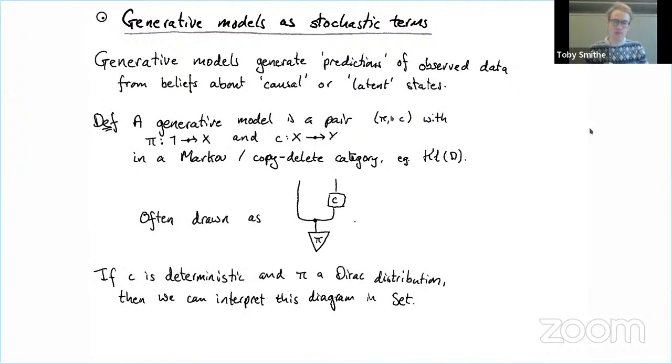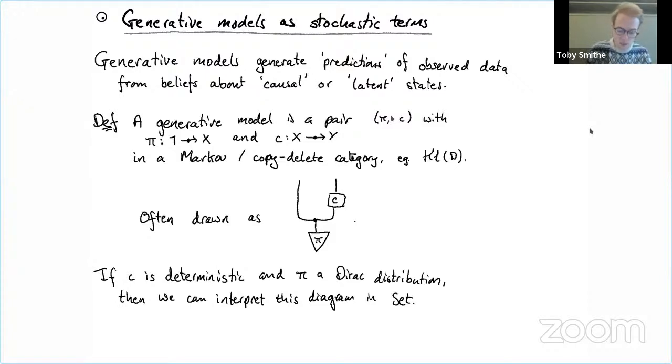So what do I mean by generative model? A generative model is something that, in various scientific fields, can be thought of as generating predictions, whatever that might mean, of observed data from beliefs about, say, causal or latent states. That sounds fancy, but it's actually quite a simple idea.